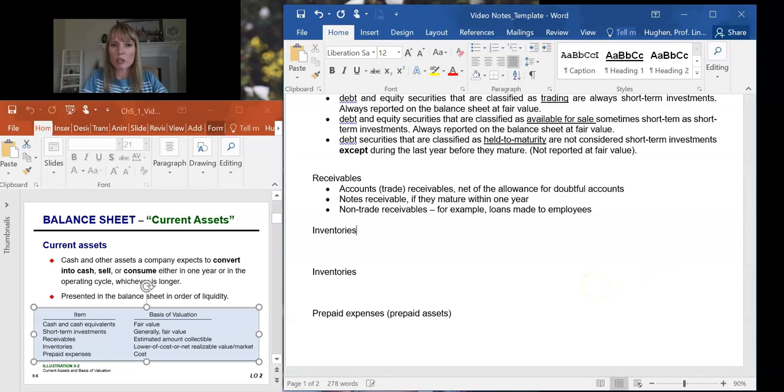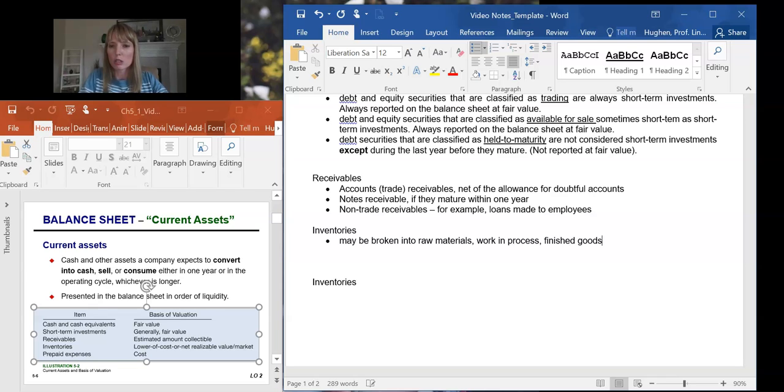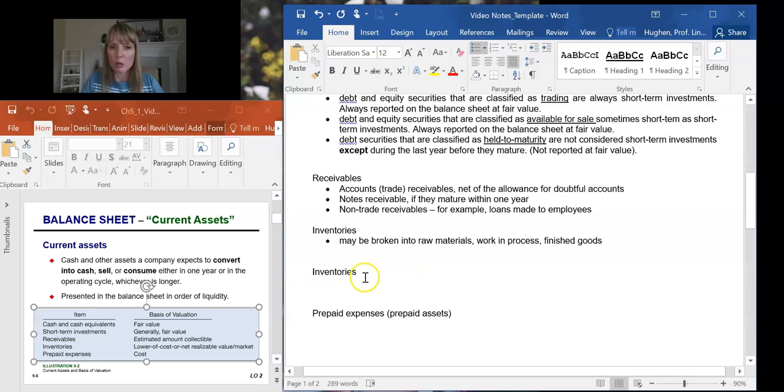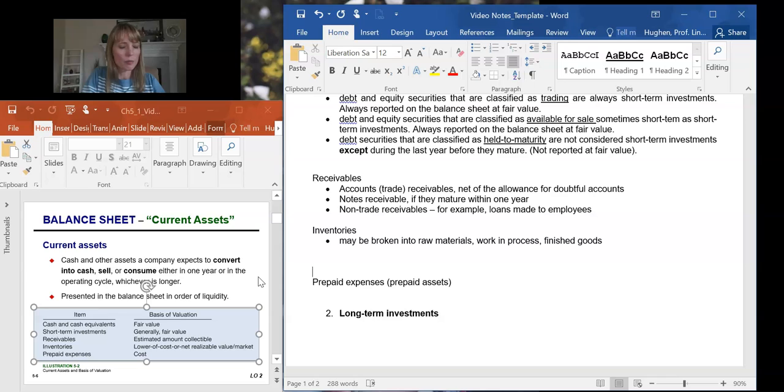Next, we have inventories. There's not a whole lot we need to add about inventories. We know that the company is going to disclose in the footnotes their inventory valuation method, whether it's specific identification, FIFO, LIFO, or weighted average. The only other thing we'll add here is that inventory may be broken down when it's reported on the balance sheet by its stage of completion: raw materials, work in process, and finished goods, if the company decides it wants to report in that manner, that level of detail.